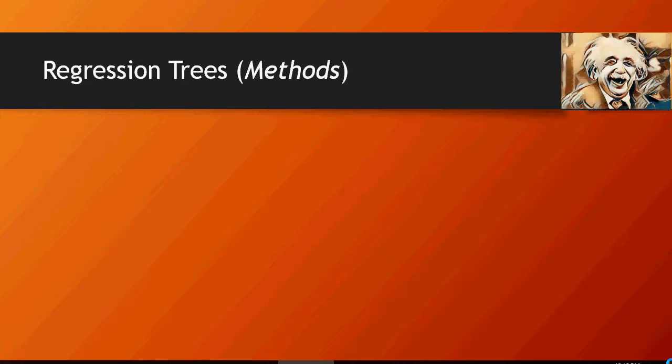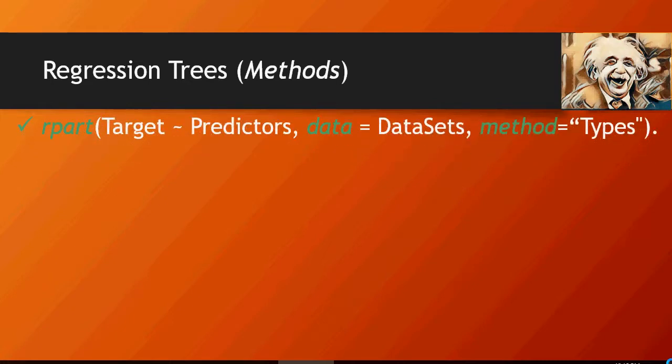In the previous video, we talked about regression models, regression trees, in which we were able to generate regression trees using some data set. Let's discuss more about regression trees in this exercise. This is the function for regression trees, rpart. The target, predictors, data equals data set. And this is what we did not do in the previous video, the method parameter.